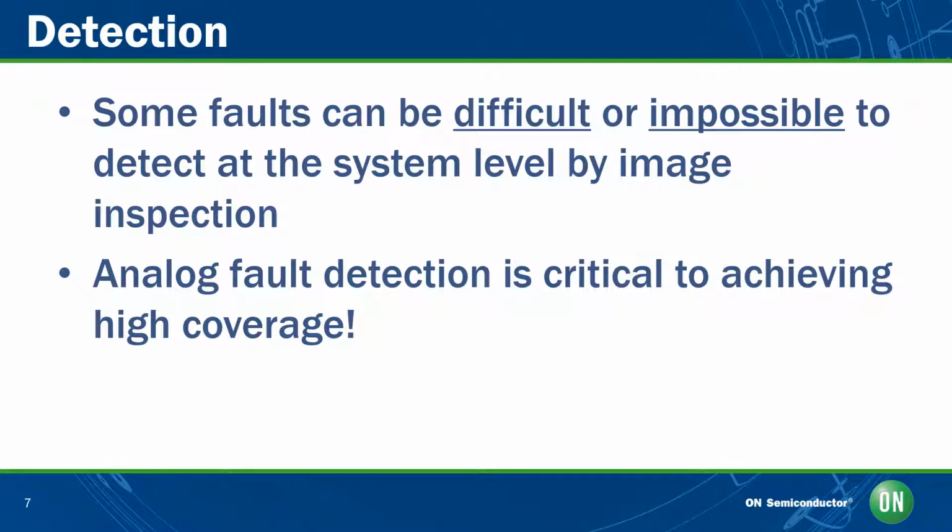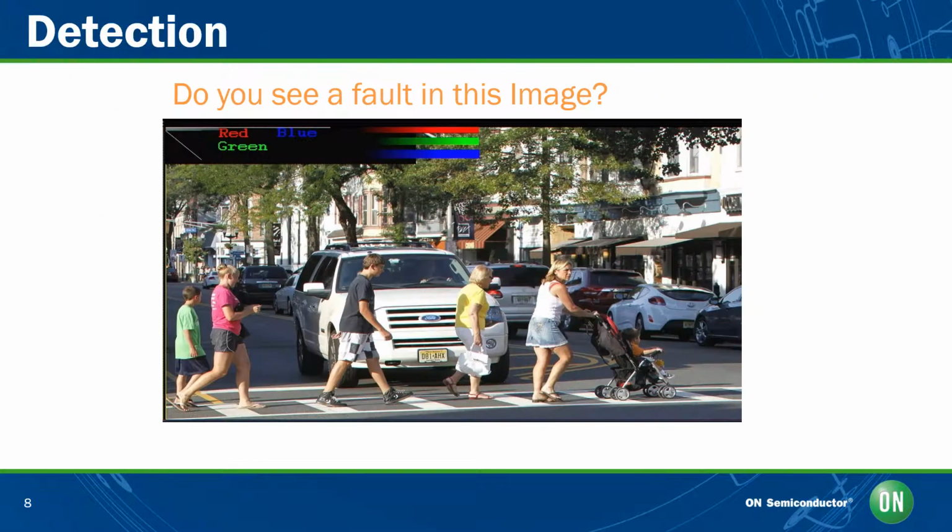Given the fact that in modern image sensors, anywhere from 50 to 75% of the total die area of an image sensor is occupied by analog circuitry, having an equally significant amount of analog safety mechanisms is critical to achieving high overall diagnostic coverage. Let's do an exercise.